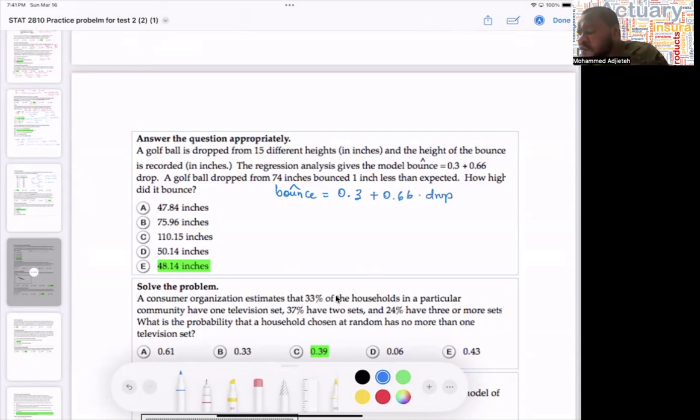Now we are told that a golf ball dropped from 74 inches. And then we are told that it bounced 1 inch less than the expected. How high did it bounce? So first and foremost, let's try to find the expected bounce. So to find the expected bounce, we are going to have bounce equals 0.3 plus 0.66 multiplied by 74.